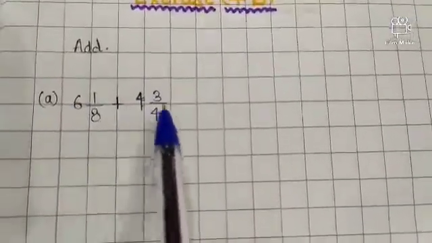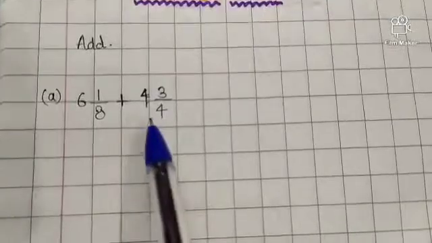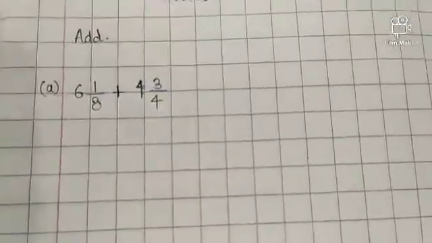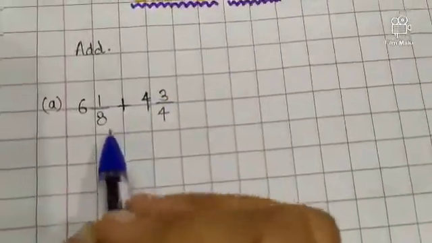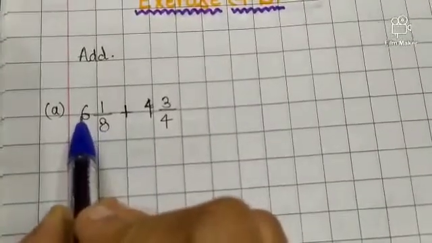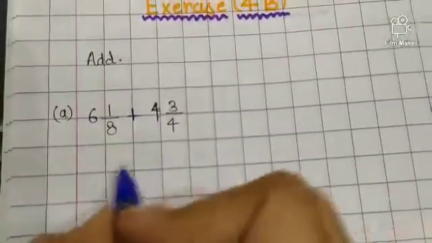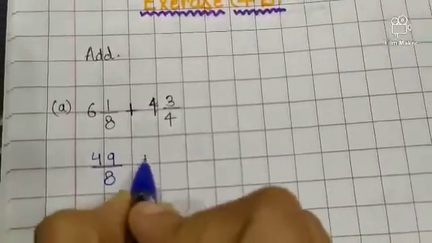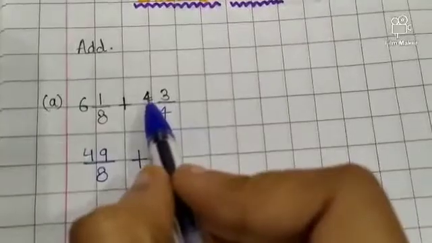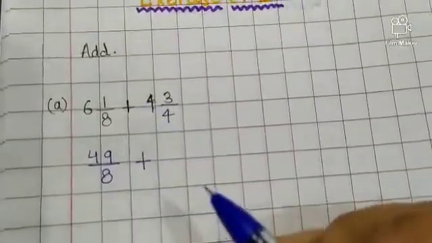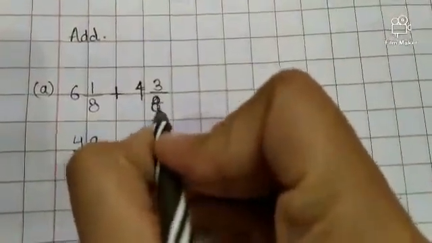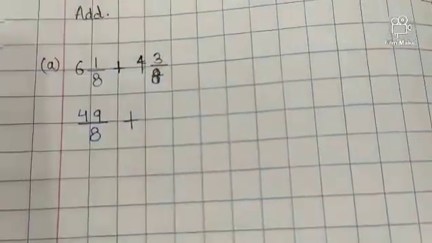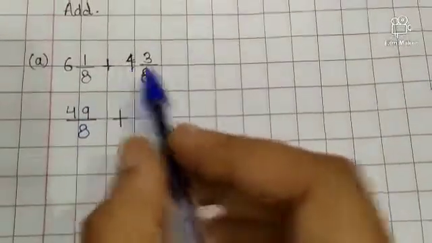So, this is 6 1 by 8 plus 4 3 by 4. This is in mixed fraction. So, firstly we will change it into proper or improper fraction. So 8 6s are 48, 48 plus 1 is 49. So 49 upon 8 plus 4 4s are, this is 8, so 8 4s are 32, 32 plus 3.